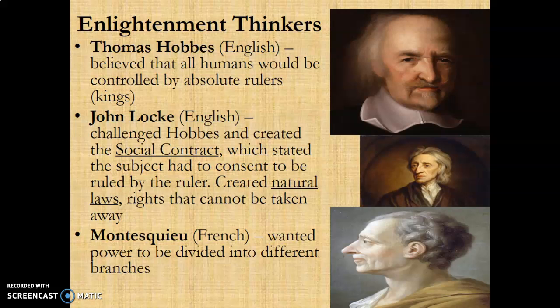Then you have John Locke, and John Locke really challenged Hobbes. He created this idea called the social contract, which stated that the person who's being ruled has to give consent to the ruler to rule them.